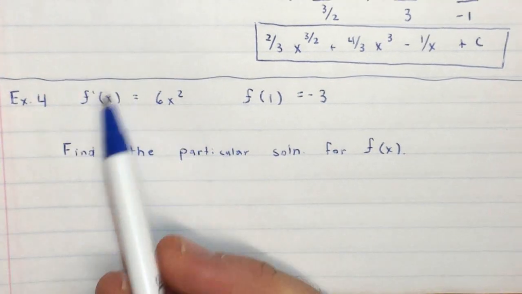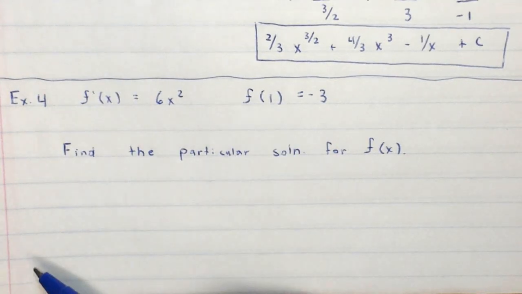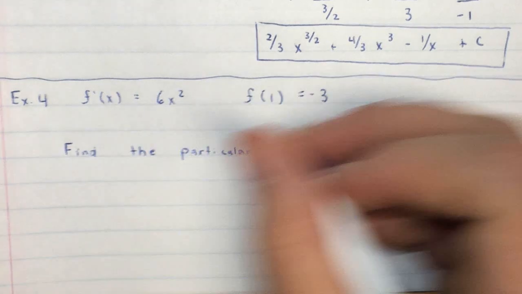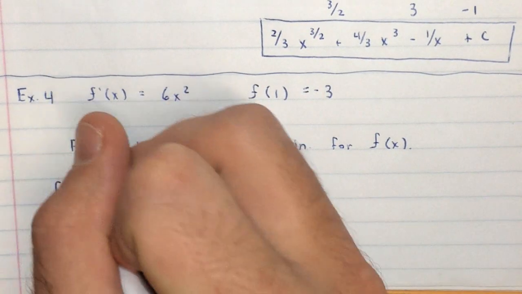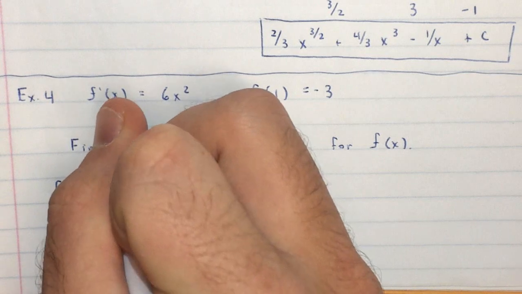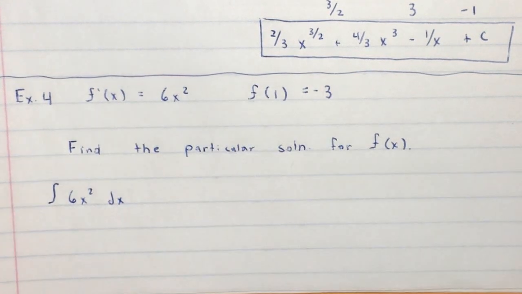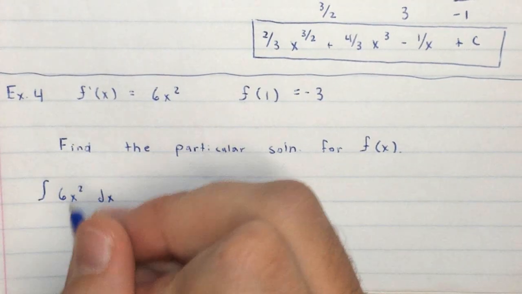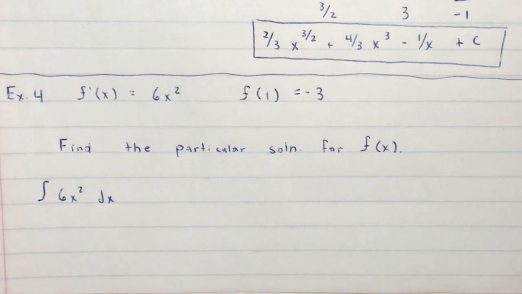Well, first off, I have f prime. I'm going to f. What operation do I do? Integrate. Let's just start there. I'm going to integrate 6x squared dx. Alright, integral of 6x squared. Again, I increase the power, so it's going to be x to the what?